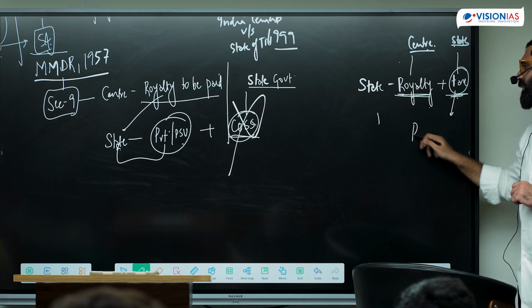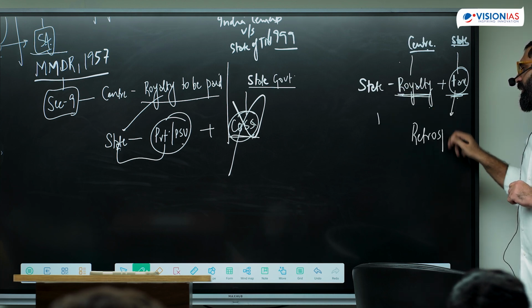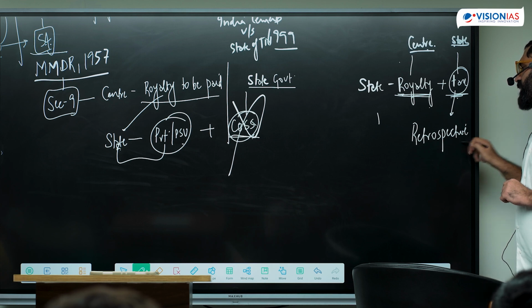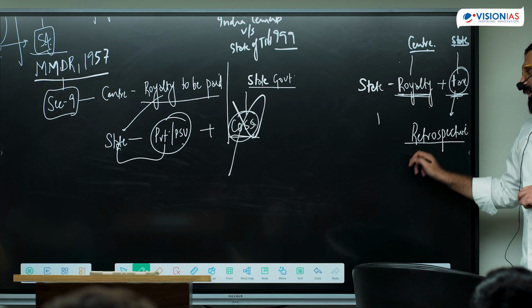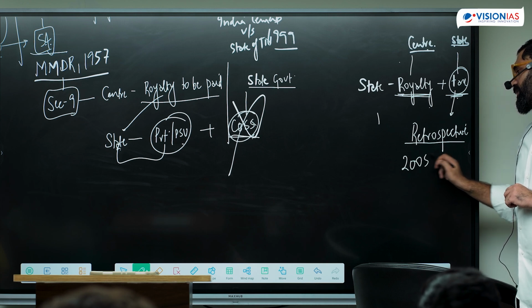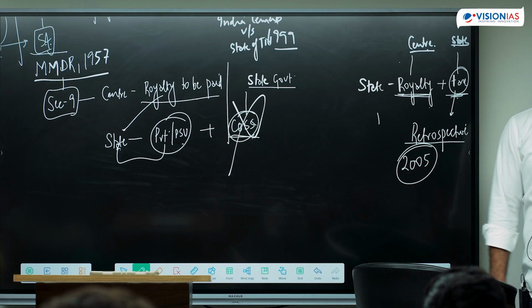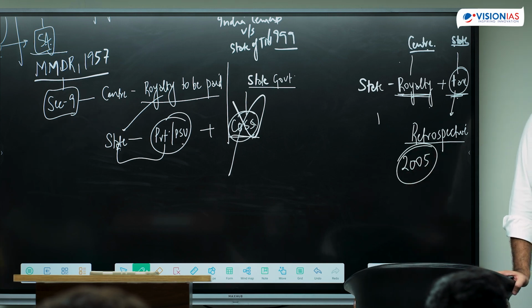retrospective application or not. And the Supreme Court clarified that after 1st June 2005, this judgment will apply from 1st June 2005 till date. So the previous tax which the state claims on the parties who were using, they will have to pay the tax to the state governments.